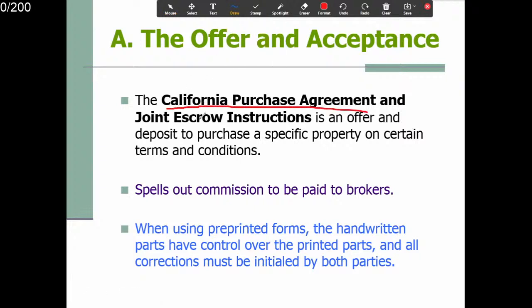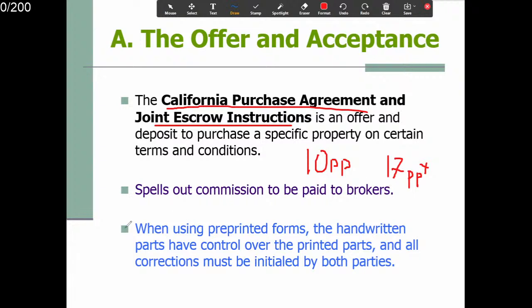Alright, the residential purchase agreement, 我们这个买房子的协议。The offer and acceptance. The title of it is the California Purchase Agreement and Joint Escrow Instruction. It's roughly about 10 pages total. It has other support documents, so it makes it roughly about 17 pages. It spells out commission to be paid to broker.